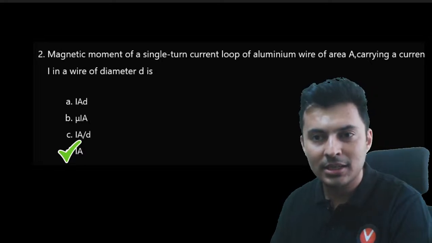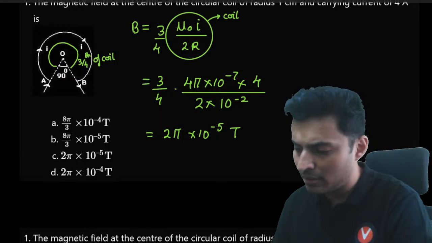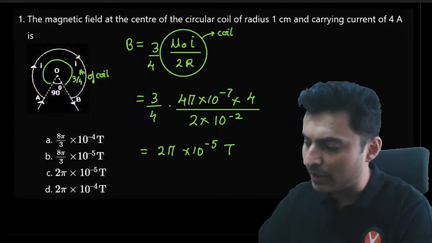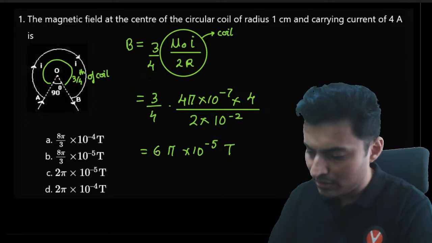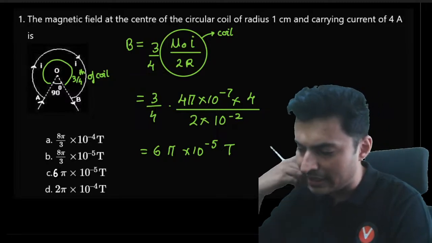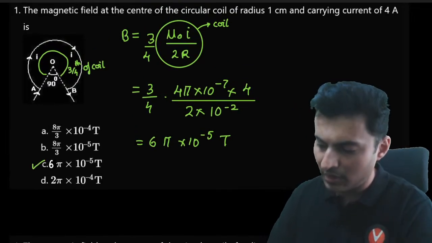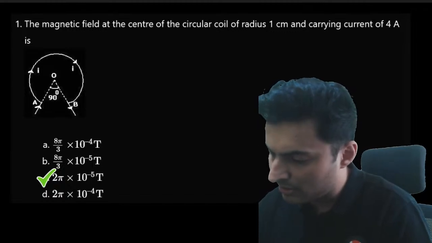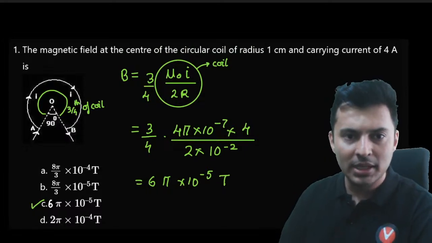Got it? Last question, the answer was 6 pi, is it? Was there a mistake in the question? Let's just check. 4-4 cancels. Yeah, actually, your answer should be 6-5. You're right. I think the answer marked here is wrong. So maybe I will change this slide. Yeah, correct, guys. That is the correct answer. I think there was a calculation mistake in that particular slide. Okay, I've changed the answer. Thank you for pointing it out.